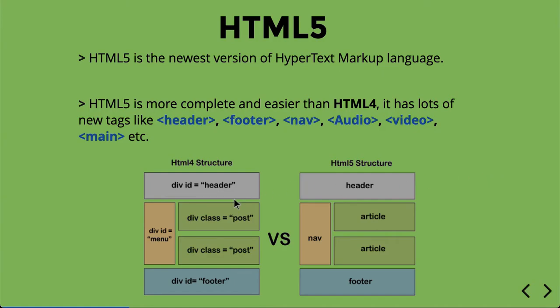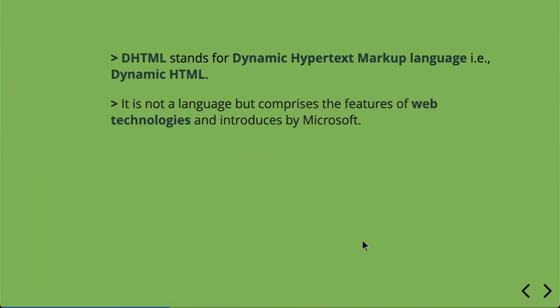As you can see in the image, it is versus between HTML5 and HTML4. In HTML4 we used a header with div, post with div, menu with div, and footer within div, which is not a powerful thing and not a very good way to build a website. But in today's world we have HTML5 to build the website with specific tags like header, nav, article, footer, main, which is useful for accessibility as well, and it's also helpful to build a responsive website.